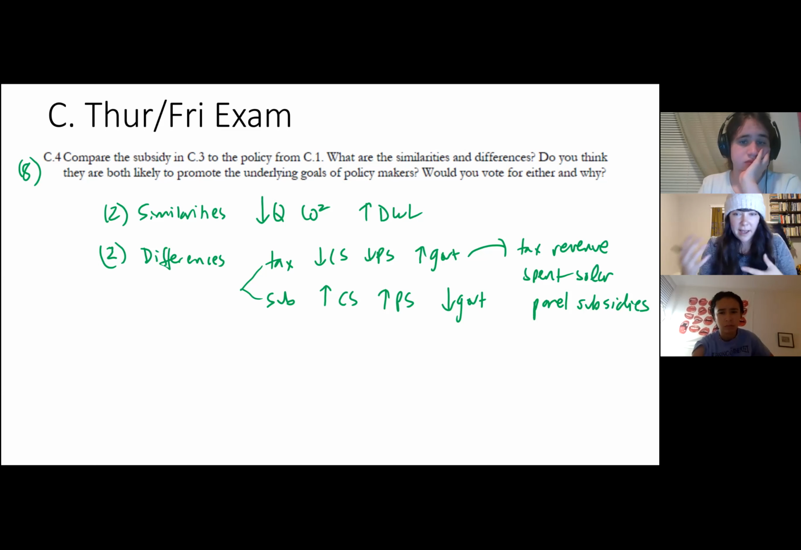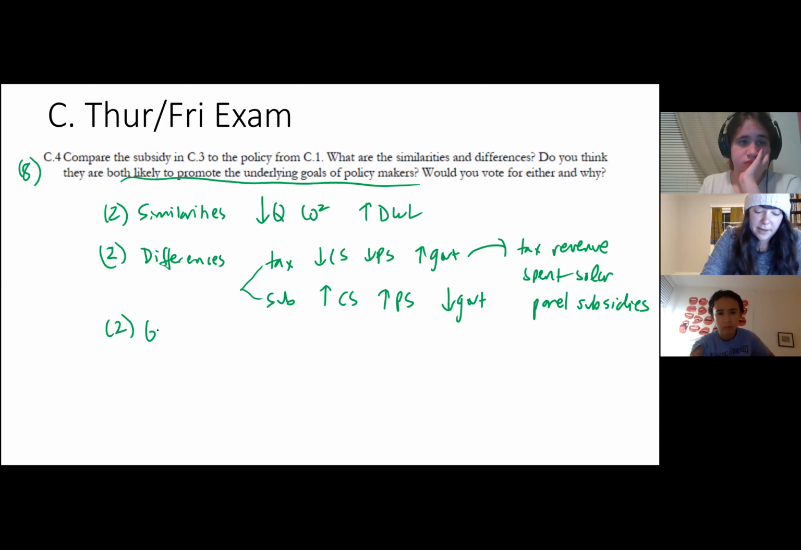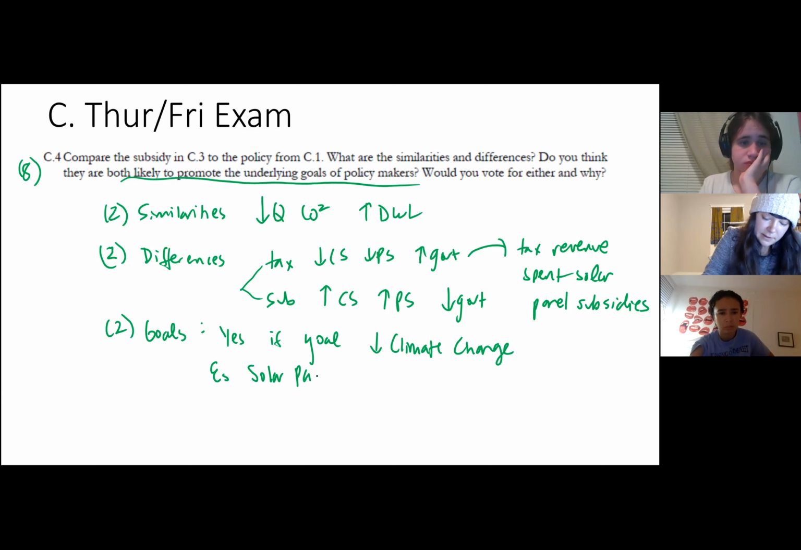But they serve very similar purposes. They just are going to cost the government money or earn money for the government. But in a lot of countries, you would see them used at the same time. You use the carbon tax to pay for the subsidy to solar panels. Are they both likely to promote the underlying goals? Yes, if the goal is mostly to reduce climate change. You could say something like the elasticity of supply of the solar panels means there will be a tiny change in quantity.